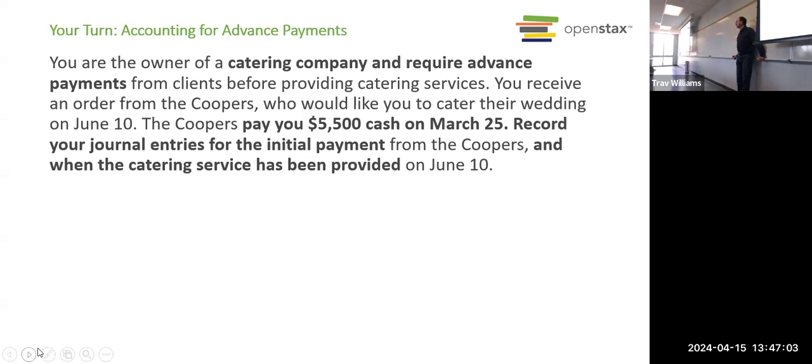When we've done the work, revenue. Right? That's it. So first transaction, debit to cash, credit to unearned revenue. Second transaction, debit to unearned revenue, credit to revenue. Now maybe it's called catering revenue or some other variation, but the basic idea is the unearned revenue goes away and we can now claim revenue.